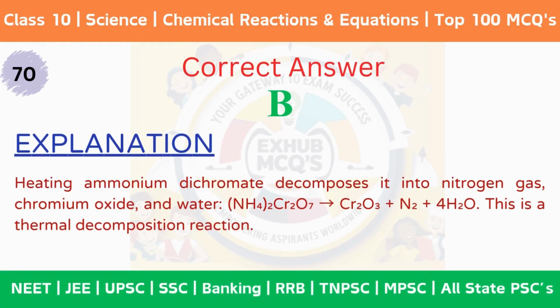The correct answer is option B, nitrogen. Explanation: heating ammonium dichromate causes it to decompose into chromium oxide, nitrogen gas, and water vapor. This is a thermal decomposition reaction.